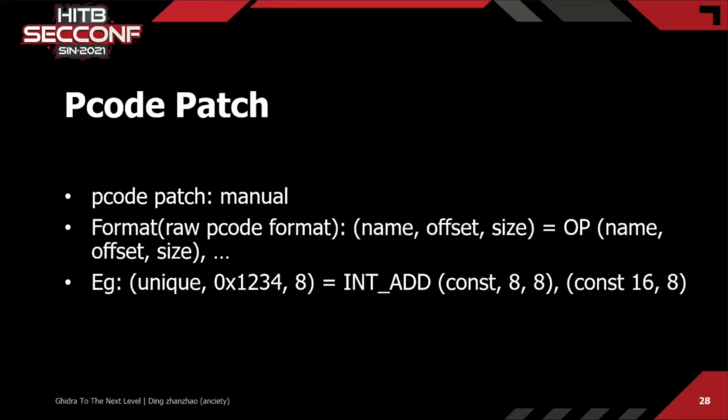The manual patching follows what is called the raw pcode format. The pcode instruction contains varnodes and operations. Each varnode contains 3 parts: the name, offset, and size. The operation names follow Ghidra's official reference to pcode. Here we have an example of this syntax. In this sentence, we're adding 2 constants. The first one has offset 8 and size 8. The second one has offset 16 and size 8. As I said before, the offset in the constant space is the actual value of the constant. Then the value gets assigned to the unique space variable at offset 0x1234, which should be a temporary value.